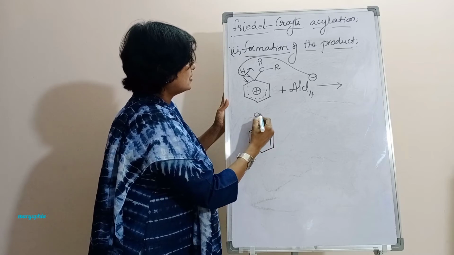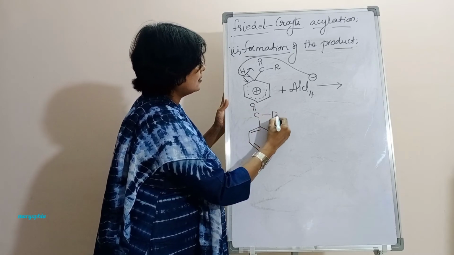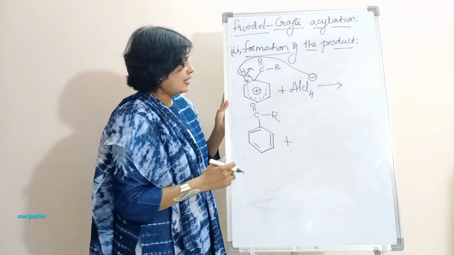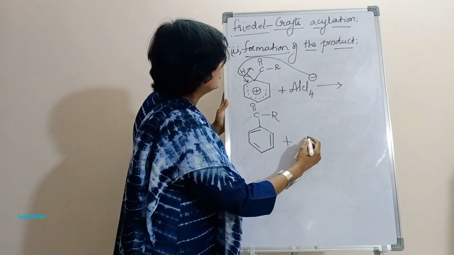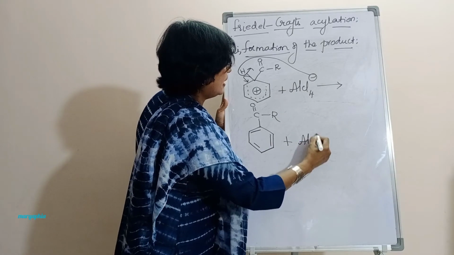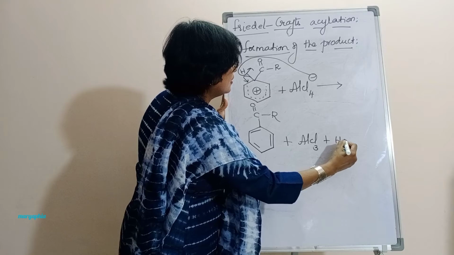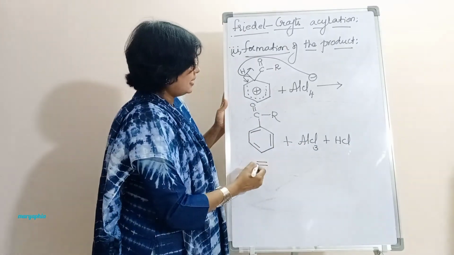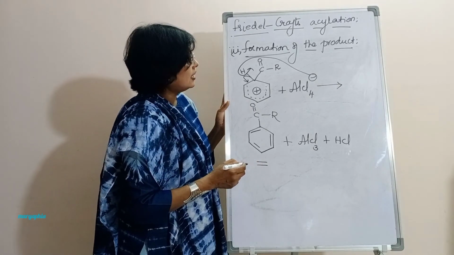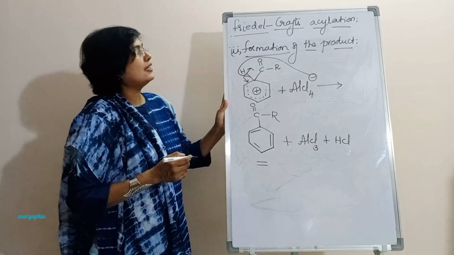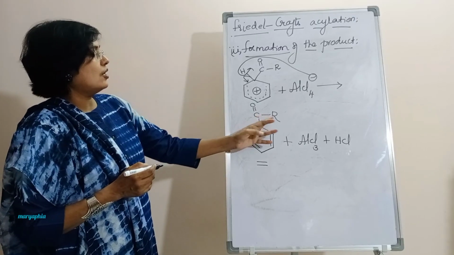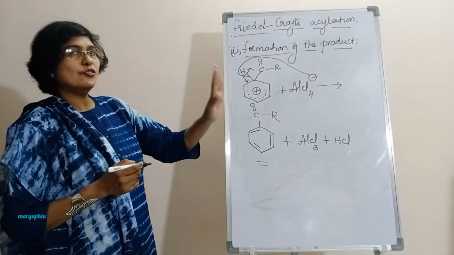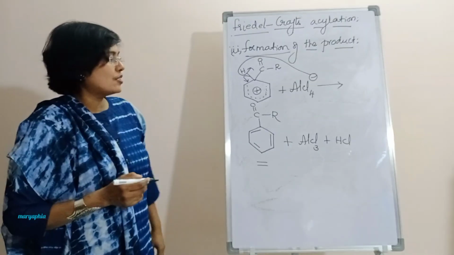Here comes C double bond O R. This is called acyl benzene. Okay, plus AlCl3 plus HCl. Okay students, so this is the final product. Understood now? This is all about Friedel-Crafts acylation. So you should not attach R here because R has no positive charge. This carbon has the positive charge.